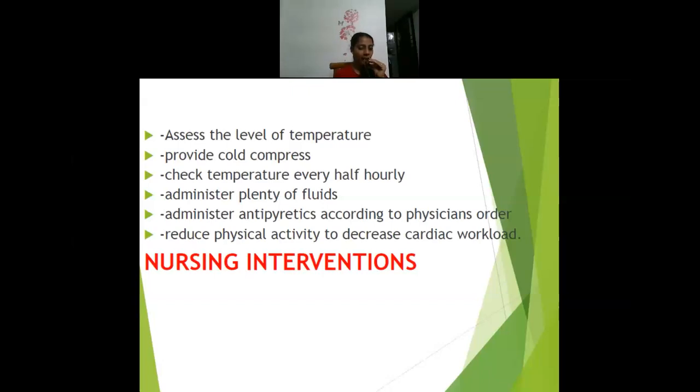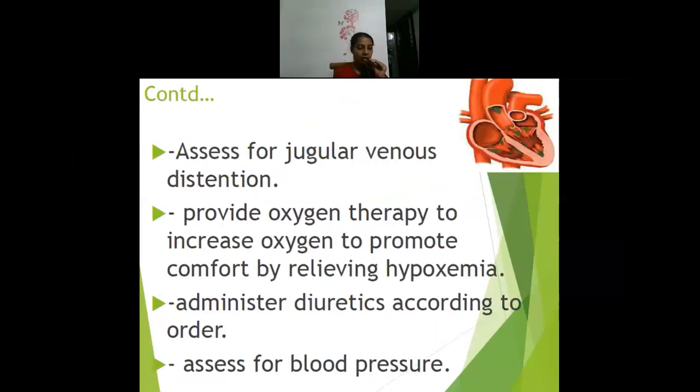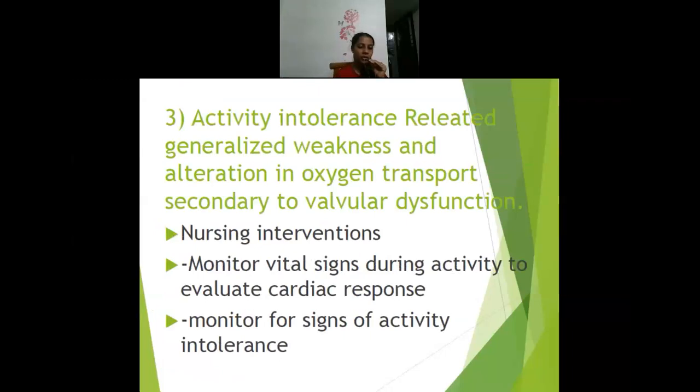Next nursing diagnosis is decreased cardiac output related to valvular insufficiency. In that case, you have to auscultate the heart sound and heart rate, look for new murmurs, and also check the capillary refill, skin color and temperature of the patient. See for any jugular vein distension, provide diuretics if necessary, monitor the BP of the patient and provide oxygen therapy. The third nursing diagnosis is activity intolerance related to weakness.